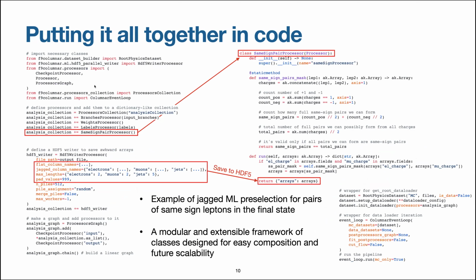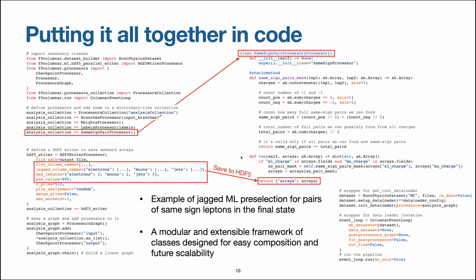So you do your imports, then you define your graph like this. You have your preprocessors, or the nodes of the graph, and each of these processors does whatever you want, and they're user defined. And here I will show an example of a jagged ML preselection for pairs of same size leptons in the final state. And here is one example of these processors, what it does. I won't go into detail. You can read it if you want.